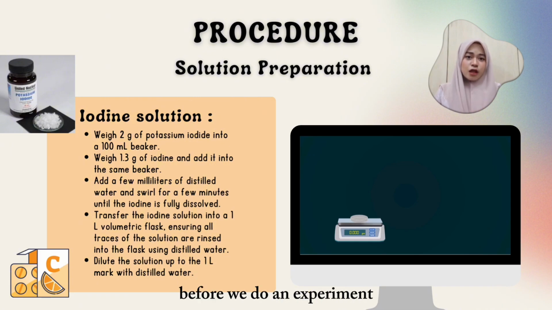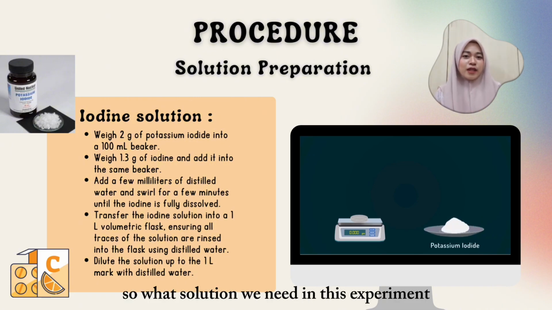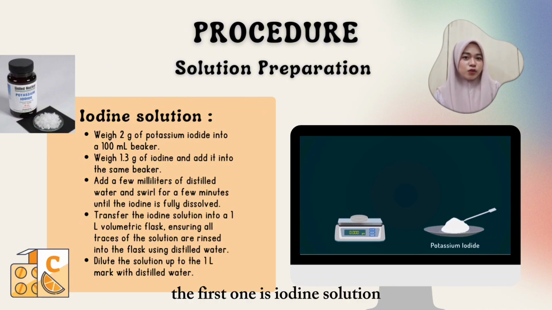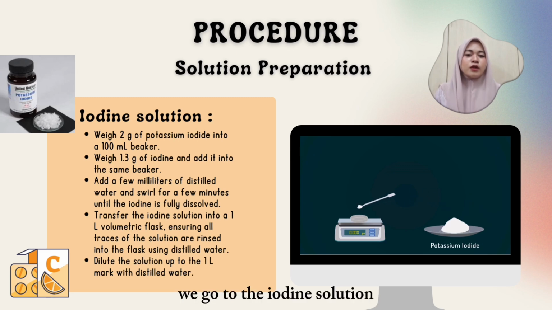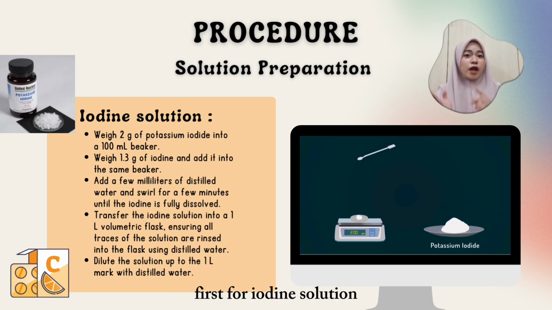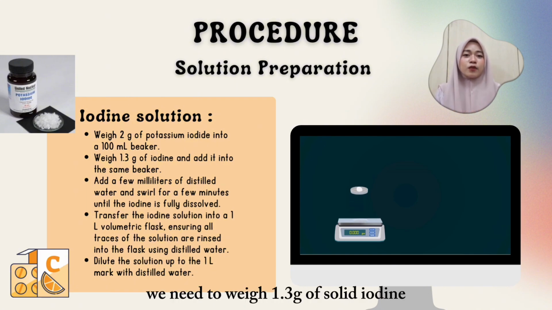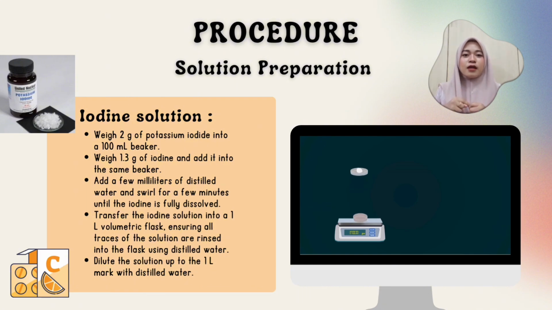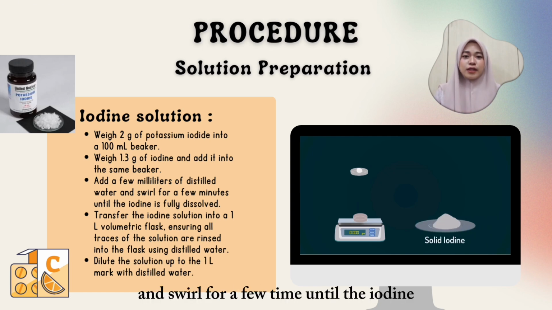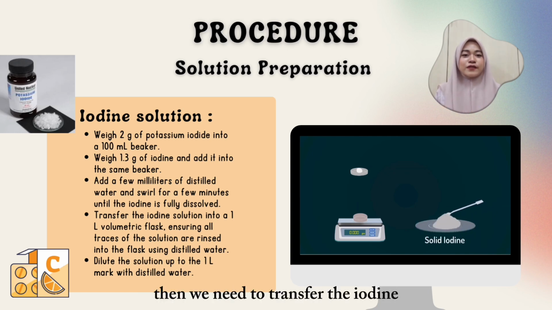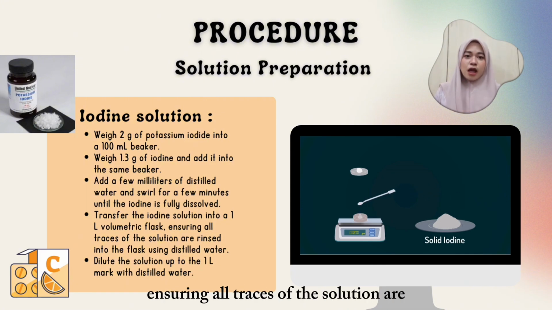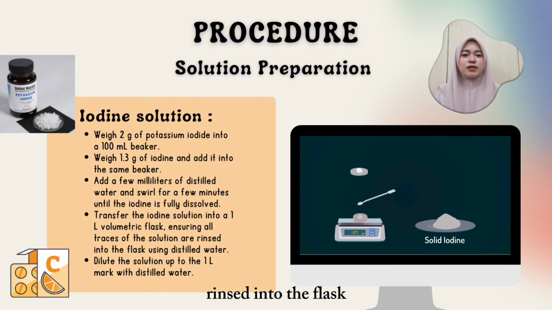We need to prepare a solution before we do the experiment. So what solutions do we need in this experiment? The first one is iodine solution, and the second one is starch solution. We go to the iodine solution first. For iodine solution, we need to weigh 2 grams of potassium iodide into a 100 milliliter beaker. Then we need to weigh 1.3 grams of solid iodine and add it into the same beaker. We need to add a few milliliters of distilled water and swirl a few times until the iodine is fully dissolved. Then, we need to transfer the iodine solution into a 1 liter volumetric flask, ensuring all traces of the solution are rinsed into the flask using distilled water.